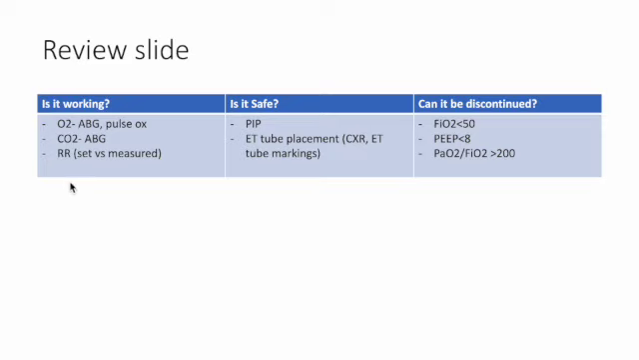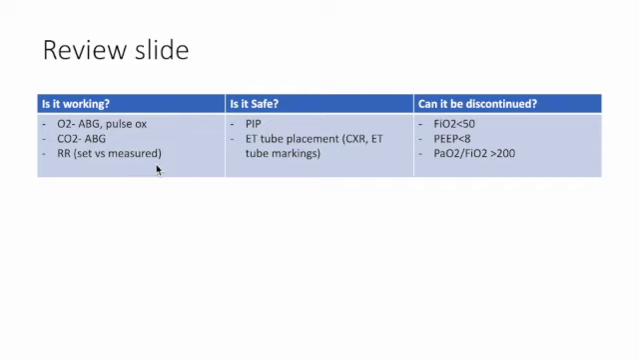So, is it working? For "is it working," look at the ABG from overnight and make sure that they're oxygenating appropriately and that their CO2 is within normal limits. And then as you're rounding on the patient, check their pulse oximeter, make sure that their oxygen saturation is above 90 but below 100. And then look at the respiratory rate. Look at their set respiratory rate versus their measured respiratory rate. Make sure they're not over-breathing the vent.